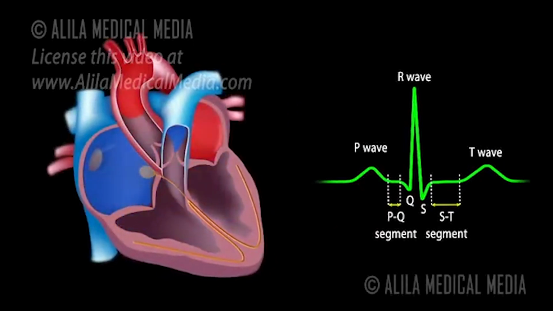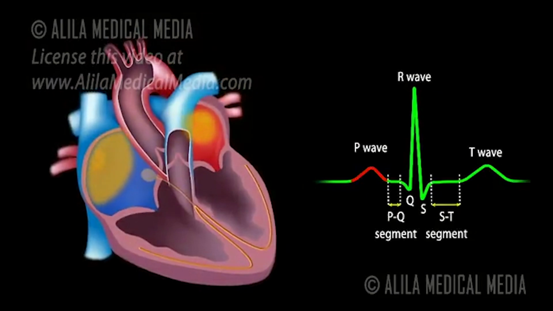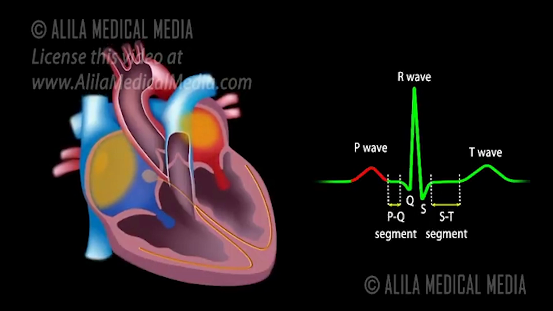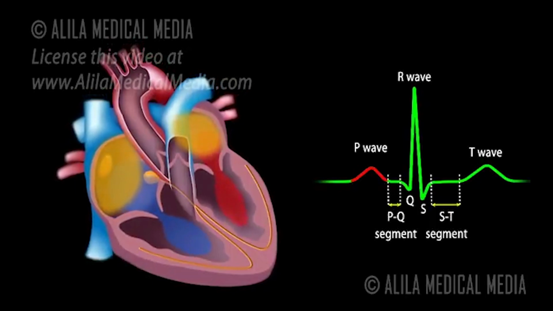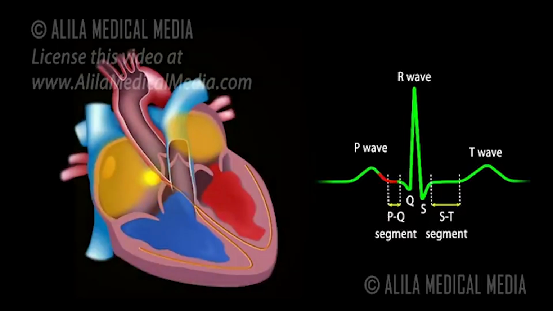When the atria are full of blood, the SA node fires, and electrical signals spread throughout the atria and cause them to depolarize. This is represented by the P wave on the ECG. Atrial contraction, or atrial systole, starts about 100 milliseconds after the P wave begins. The PQ segment represents the time the signals travel from the SA node to the AV node.